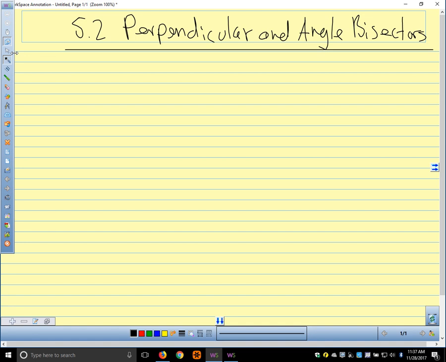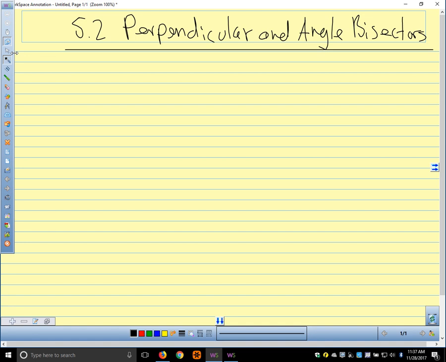The angles are congruent, and there's a special angle. Perpendicular means they make 90-degree angles. So we have the 90-degree angles, and then our slopes would be negative reciprocals. So there's a relationship with the slopes as well.